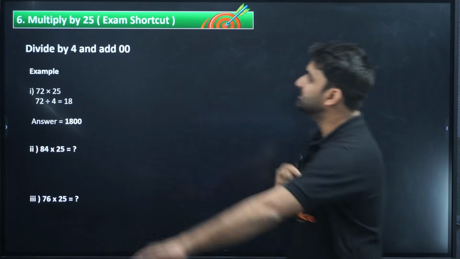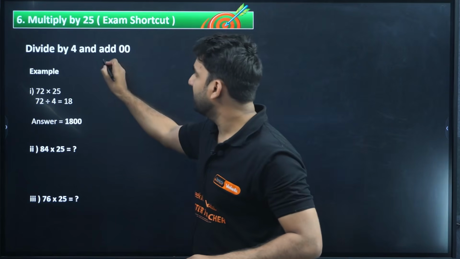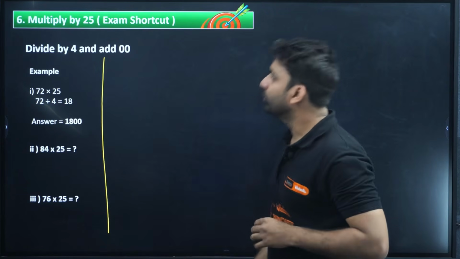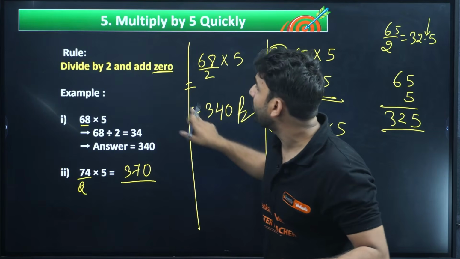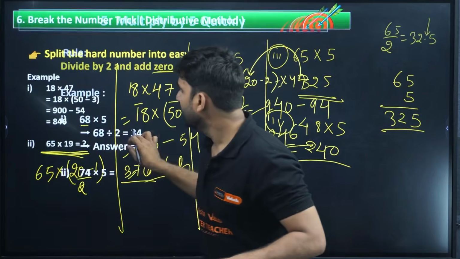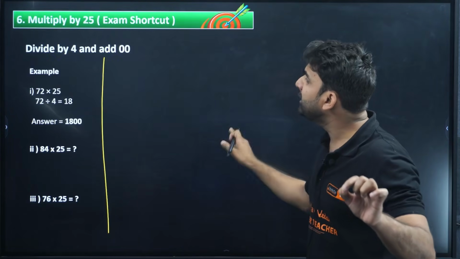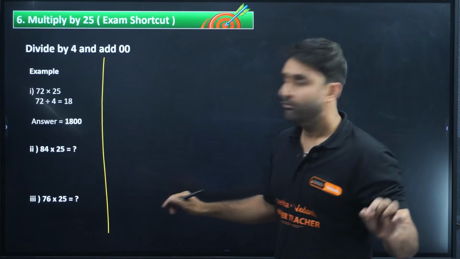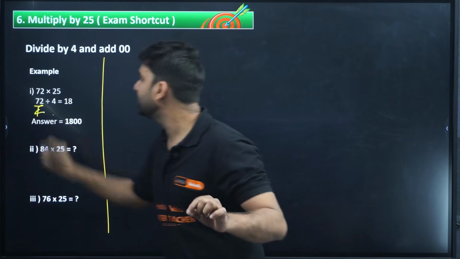So now the third trick is multiplication of any number by 25, my dear. This is important for your exam. When we were multiplying a number by 5, we were dividing the number by 2. Now when we are multiplying any number by 25, we will be dividing the number by 4, my dear. This is the difference.